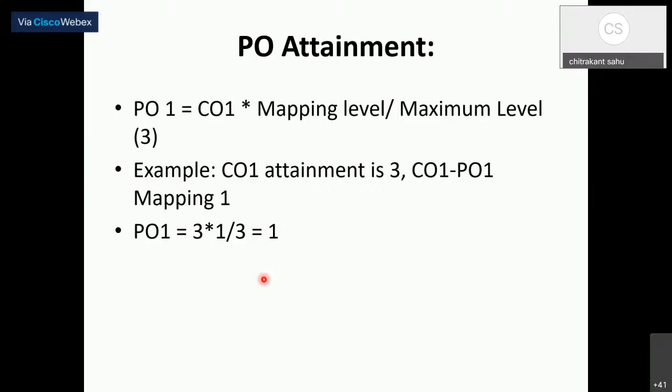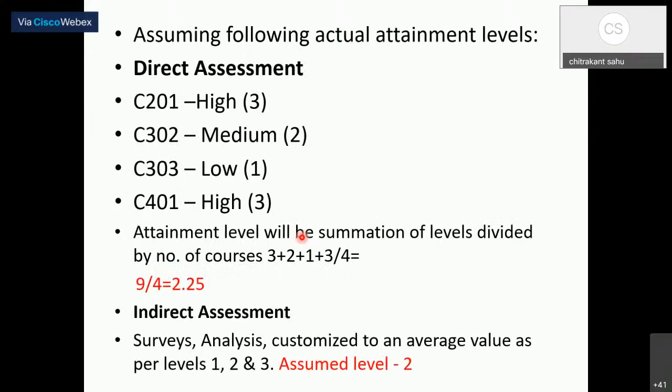So how to calculate the PO attainment? PO attainment can be computed by a very easy process. If you have a mapping level of 1, and CO1 is attained as 3, then 3 multiplied by 1, divided by the maximum level of attainment, that is 3. So PO1 attainment comes out to be 1. If the CO attainment is 3, then the PO attainment will also be 3, right? This way you need to compute the attainments for the different courses.